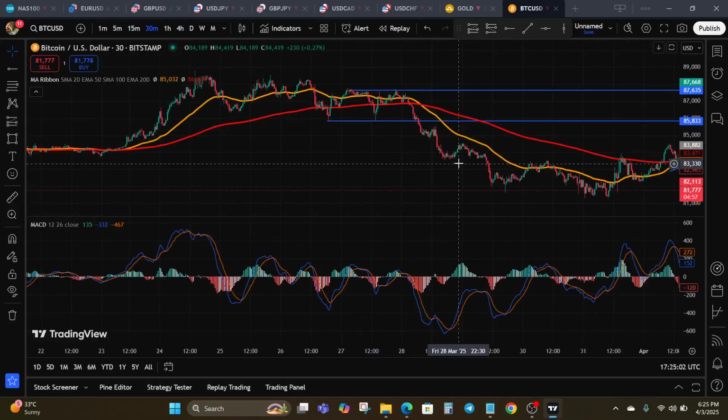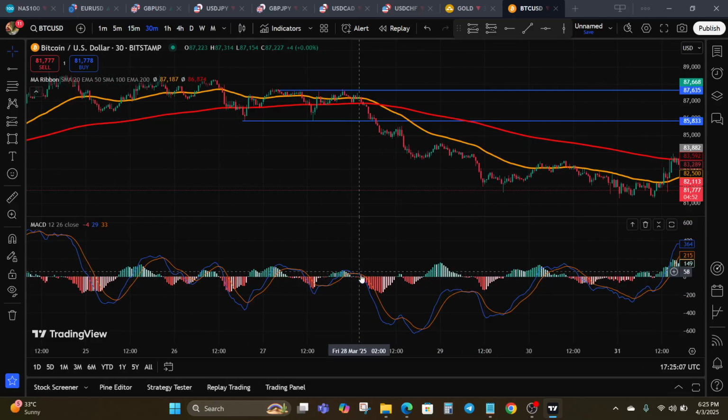Like you can see in this example, when this breakout occurred to the downside, you can see that the MACD line crossed below the signal line around here. If you look closely, we had that bearish crossover. So that also validated this bearish move.